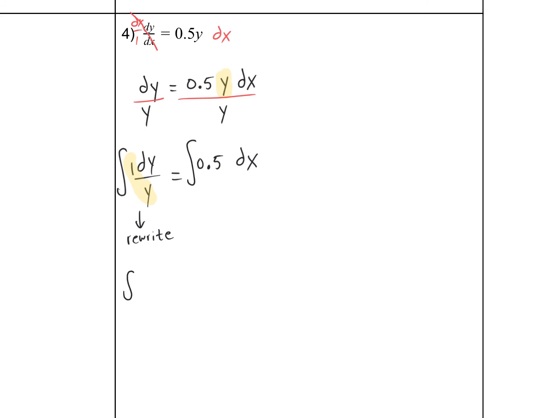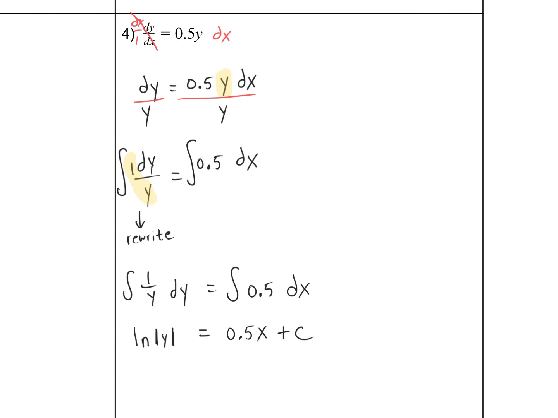Okay, so integral, 1 over y comes out front, 1 over y dy. All right, and on the right, I can just leave that alone, 0.5 dx. Okay, so now I know what to do with this. The antiderivative of 1 over y, that's on my flashcards. So that becomes ln absolute value of y. On the right, the only thing that I need to take the antiderivative of is 0.5. The antiderivative of 0.5 is simply 0.5x plus c. That's the power rule.